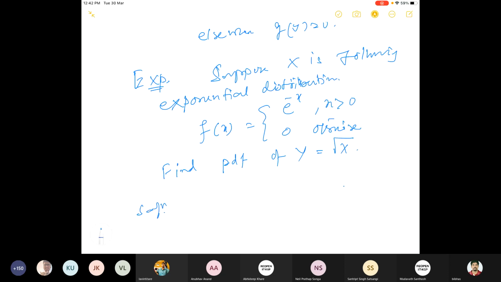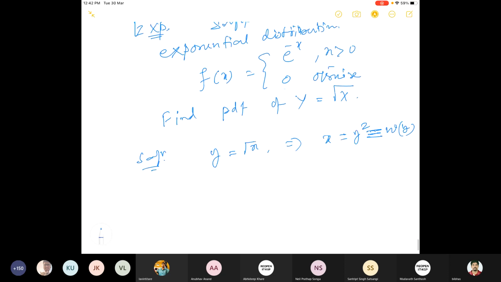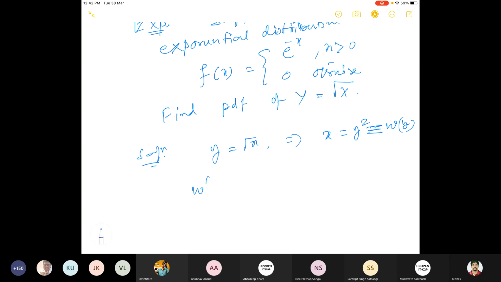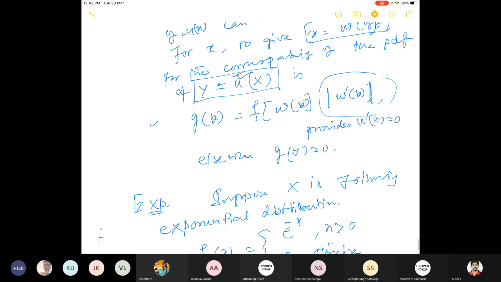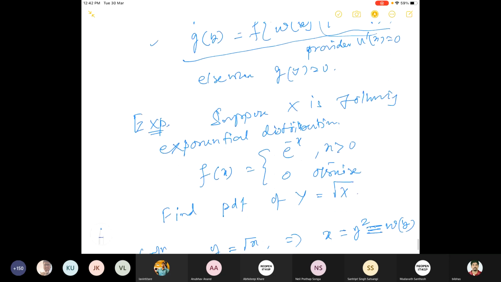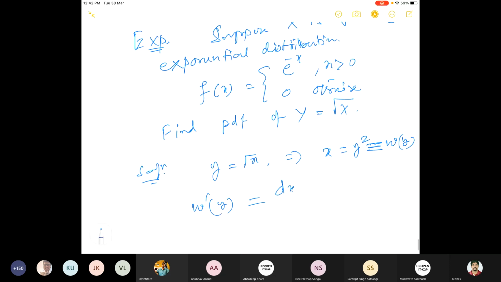So first what we need to check is that y is equal to this. The relation between x and y has a unique inverse. So x you can write in terms of y, so x is y squared. So this is actually what we called w of y. Then we need w dash y, because it is needed for the calculation of the PDF, seeing the formula. So g(y) will be f of w(y) times mod of w dash y. So this will be dx by dy, which is 2y.